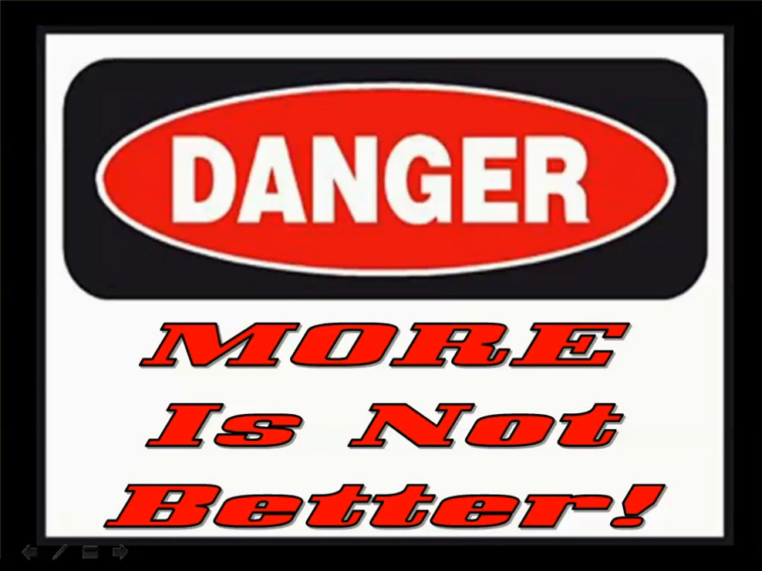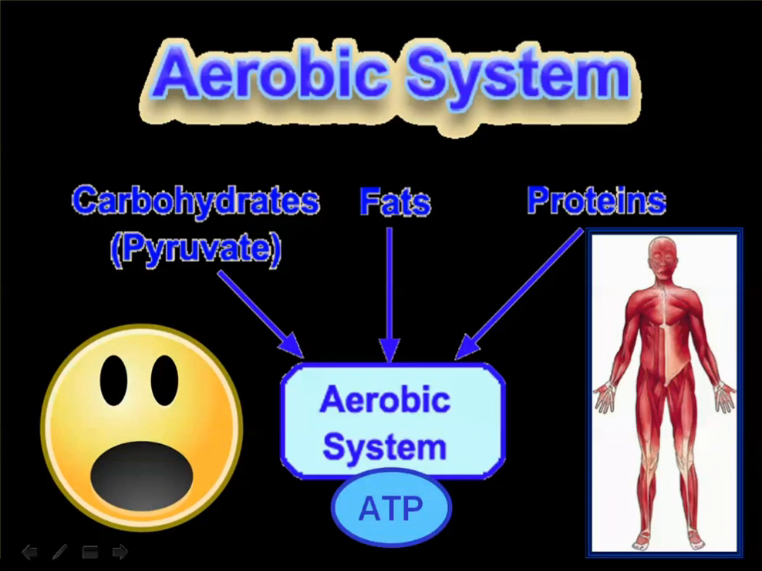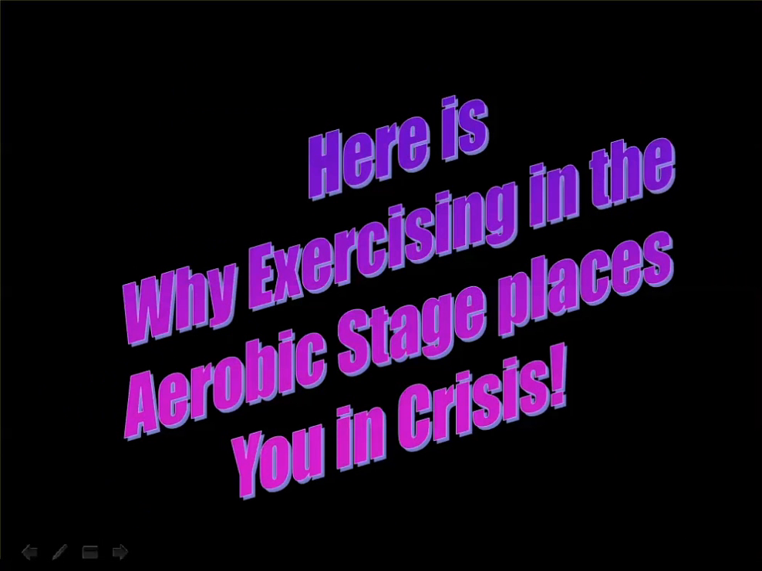So here's the danger. More is not better. 90-minute workouts, marathon exercises, are not better. It's dangerous. The aerobic system will convert carbohydrates or fats or proteins, whatever it can, to get that energy for muscle contractions. So when you're involved in these marathon-type guru exercise programs, you'll force your body into that stage 3 energy conversion, at which the body will utilize the substrates that are the easiest conversion, to generate the greatest amount of ATP. And here is why exercising in the aerobic stage places you in crisis. Why you have probably been doing this for years and wondering why you're not getting the results.